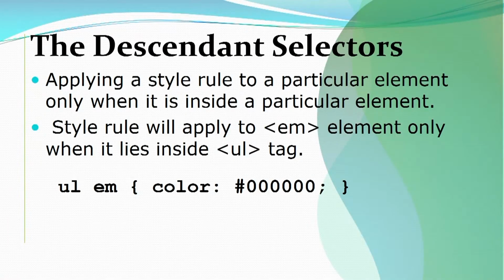Now the descendant selector. The descendant selector is used if you want to use nested tags. So if this tag appears under this tag, then apply this property. It applies a style rule to a particular element only when it is inside a particular element. In this example, we have an ordered list, then we have an em tag. So when the em tag appears inside the ordered list tag, we will set the color of the tag as black.